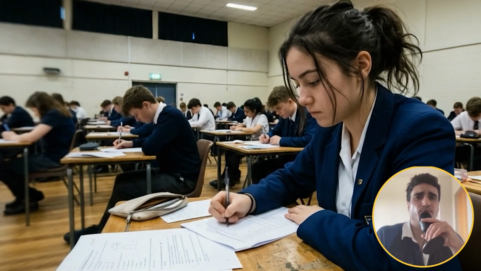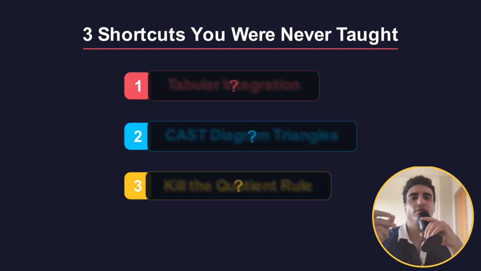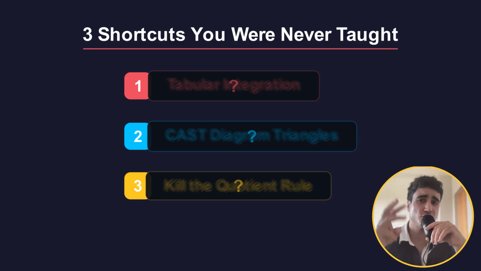But meanwhile, next thing you know, the person next to you has already moved on. And that's because there are some shortcuts that most A-level students never learn. Methods that give you the exact same answer in just a fraction of the time. So today I'm going to show you 3 of them.